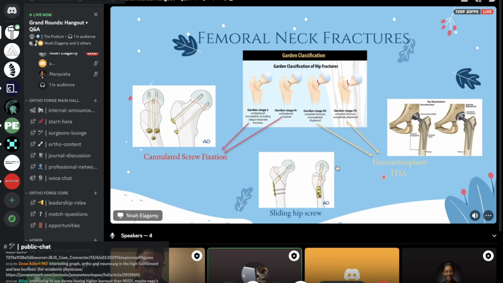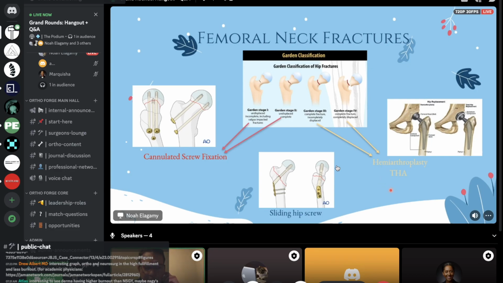And then I wanted to briefly talk about sliding hip screws as well. These are biomechanically superior to cannulated screw fixation. That's kind of another talk, so I don't want to get into the weeds too far. But I would say out of all the hip fractures I've seen, which is not too many compared to what Drew has seen, I haven't seen sliding hip screws used as often as hemis are. I've actually seen cannulated screw fixation more than sliding hip screws.